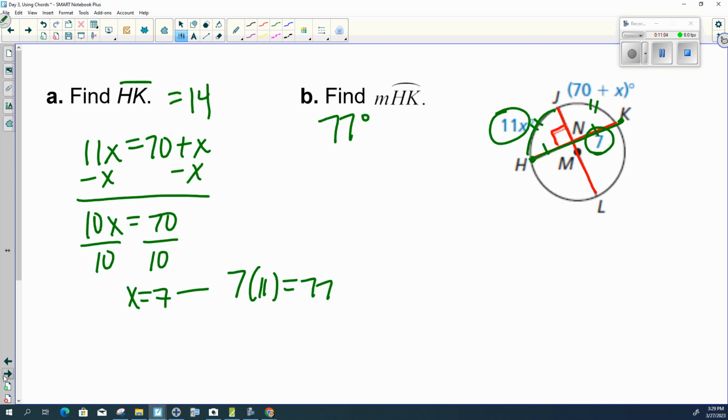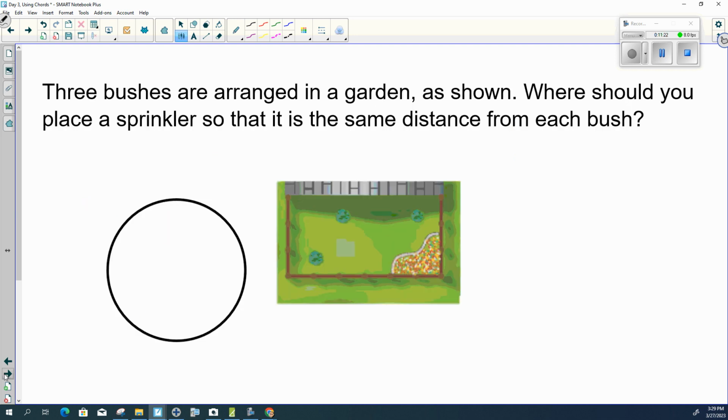Now remember, measure is not length. Measure is like a central angle. So if I were to come down here, I've kind of made a mess of this picture, but if I came down here at these two endpoints and I created an angle with the center, that's going to be 77 degrees. All right, so push pause, read this, see if you can figure this one out.